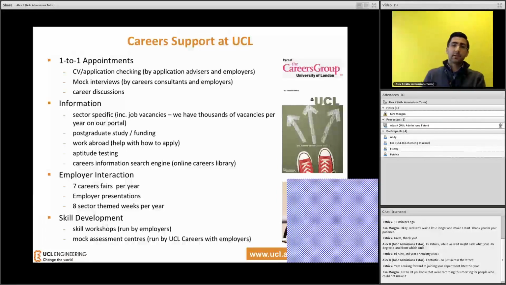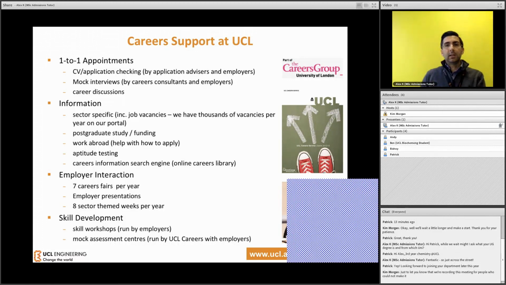Now, for new students as well, we have our accommodation services, which can help you with finding a place either in one of the halls of residence available at UCL, or even through private accommodation. And it's really helpful, particularly for people that are joining outside of London.